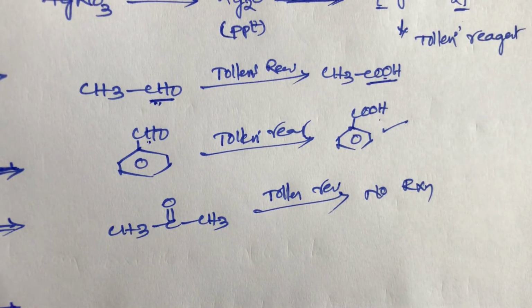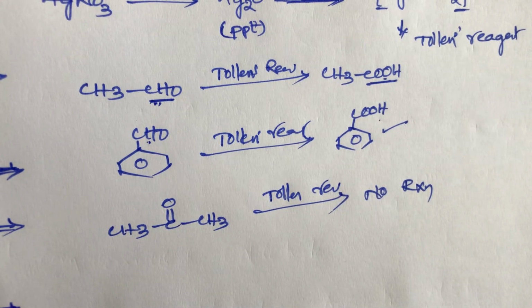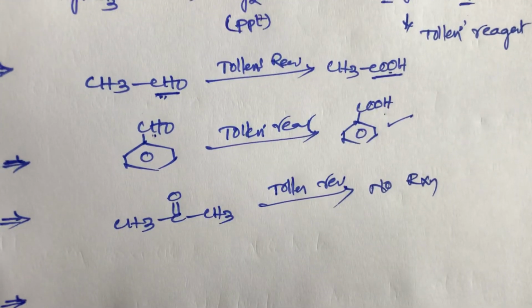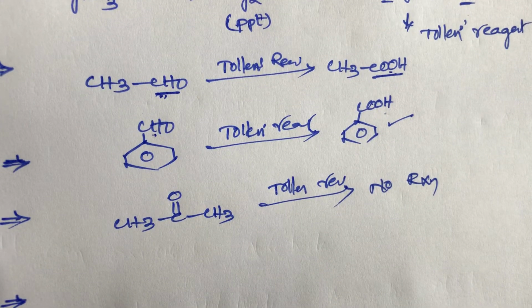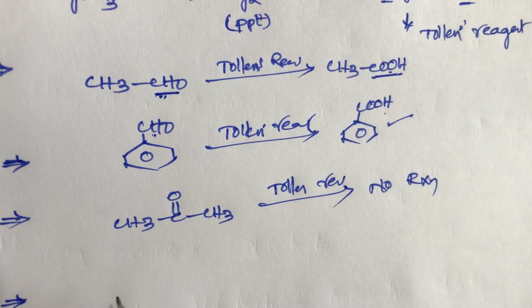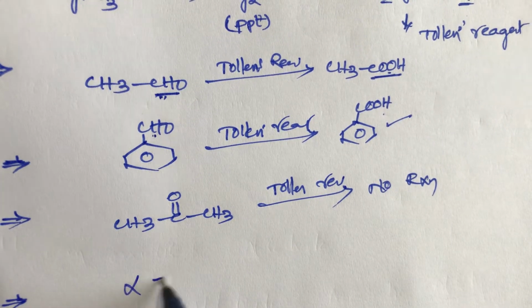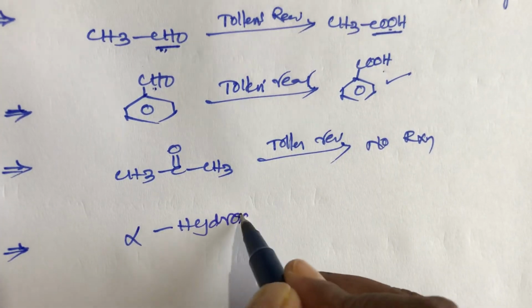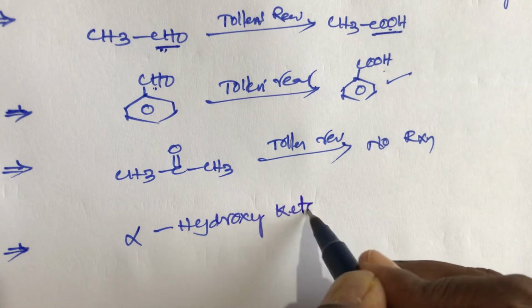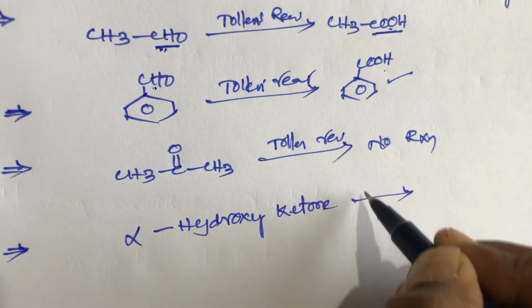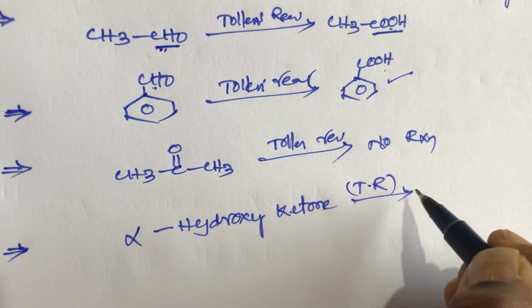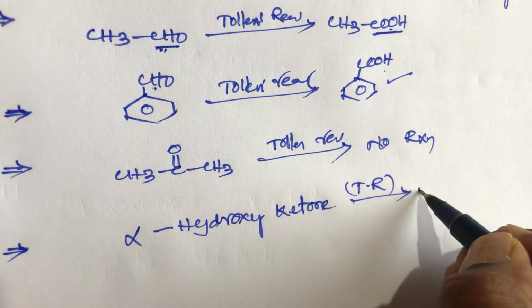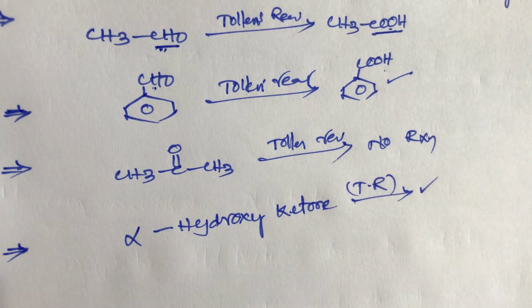Some exception cases, student: this Tollens reagent cannot oxidize the acid group also. Some exception cases are there. In this Tollens test, alpha hydroxy ketone is an exception case. What happens to alpha hydroxy ketone in the presence of Tollens reagent? It also gets oxidized. This is also very important, student.